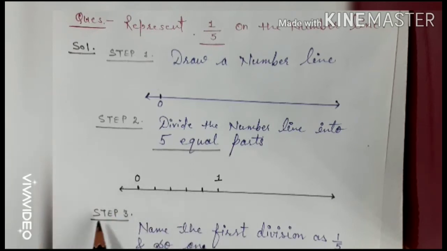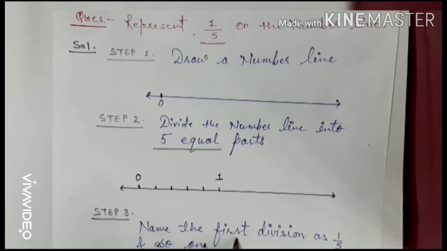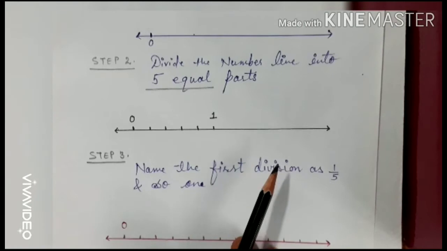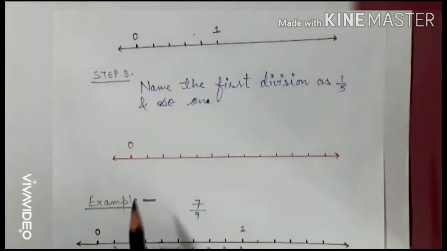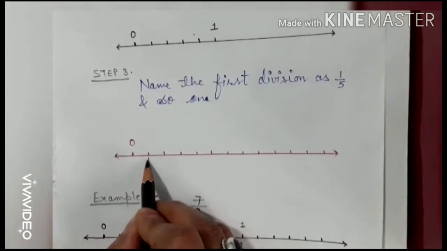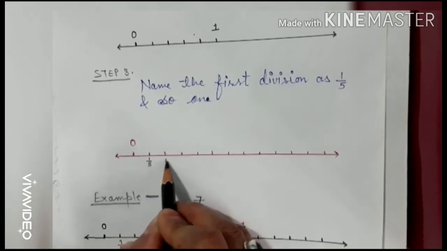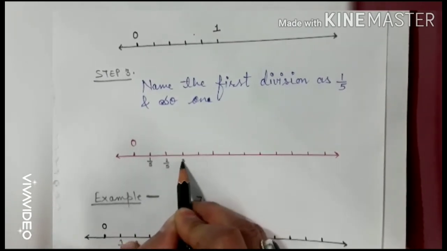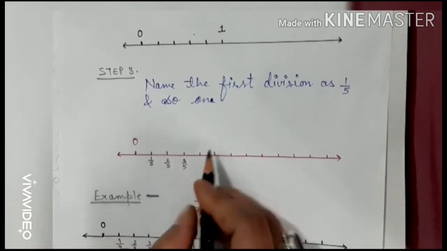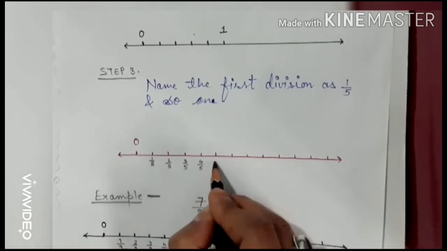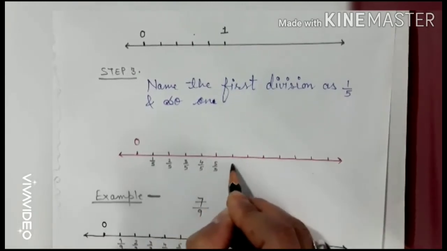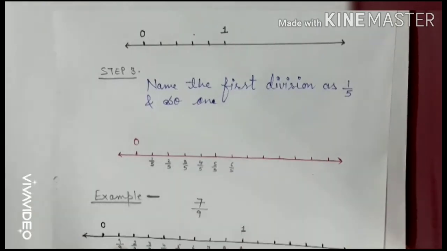Now the third step will be to name the first division as 1 upon 5. So here we write 1 upon 5, here 2 upon 5, here 3 upon 5, here 4 upon 5, then 5 upon 5 and 6 upon 5, and so on we can write.